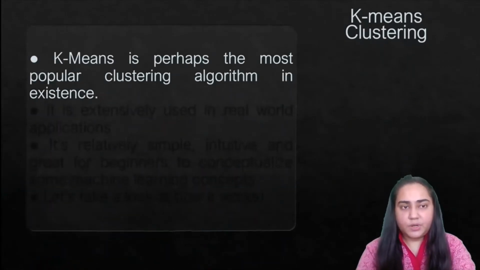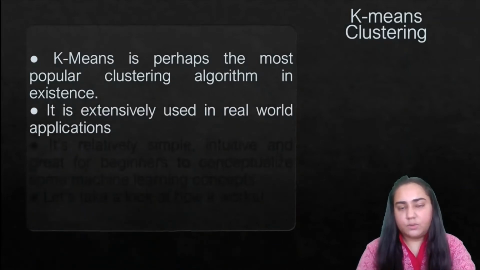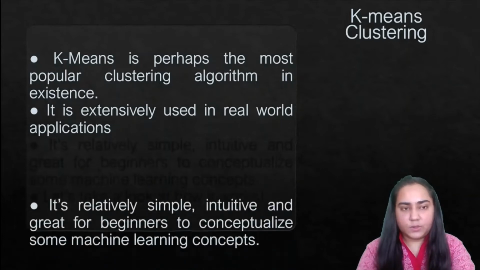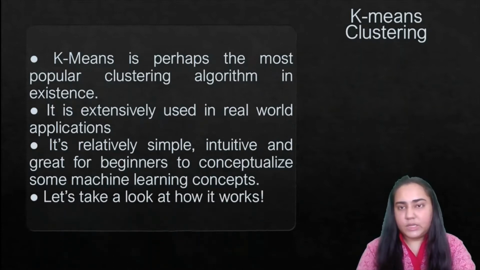K-means clustering is perhaps the most popular clustering algorithm in existence, and it is extensively used in all real-world applications for clustering. It is relatively simple, intuitive, and great for beginners to conceptualize some machine learning concepts. And it is an unsupervised machine learning algorithm, and we're going to now see how K-means clustering actually works.